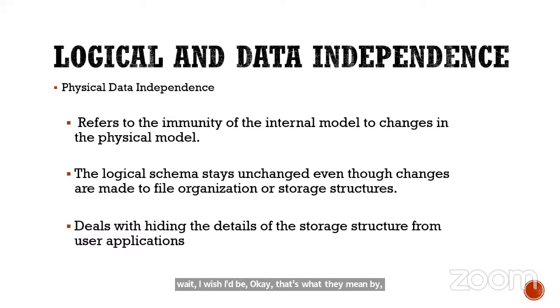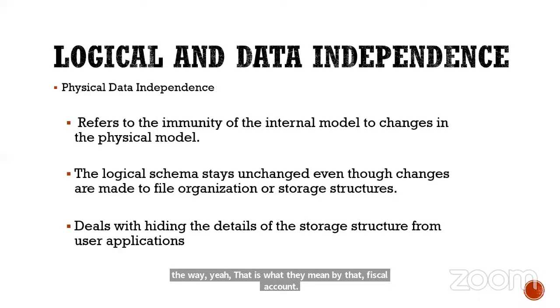Now, the other part is the physical data independency, which refers to the immunity of the internal models to changes in the physical model. Remember, you have a bank account. If the bank decides to move your database from one location to another, it will not affect your balance. It will not affect the way your account has been functioning all this while. That is what we mean by physical data independency. It means the change, maybe, thank God that you are a generation that witnessed the change from 3G to 4G and 4G to 5G. Yes or no?